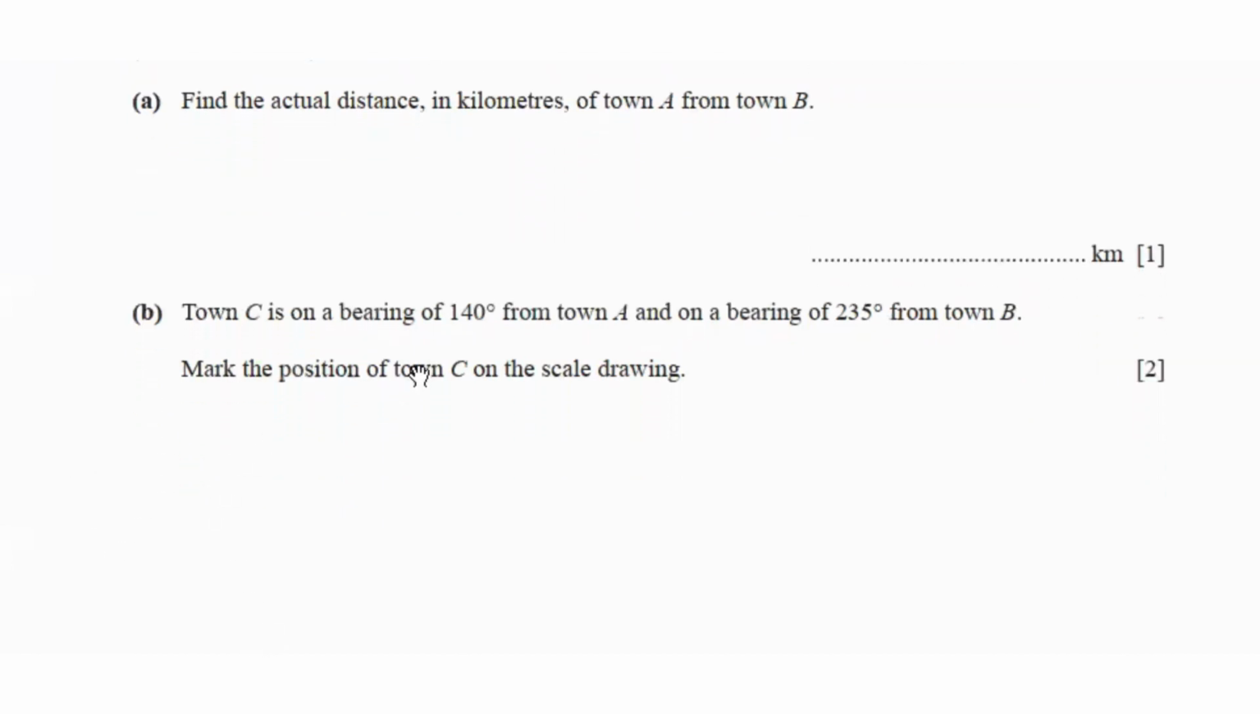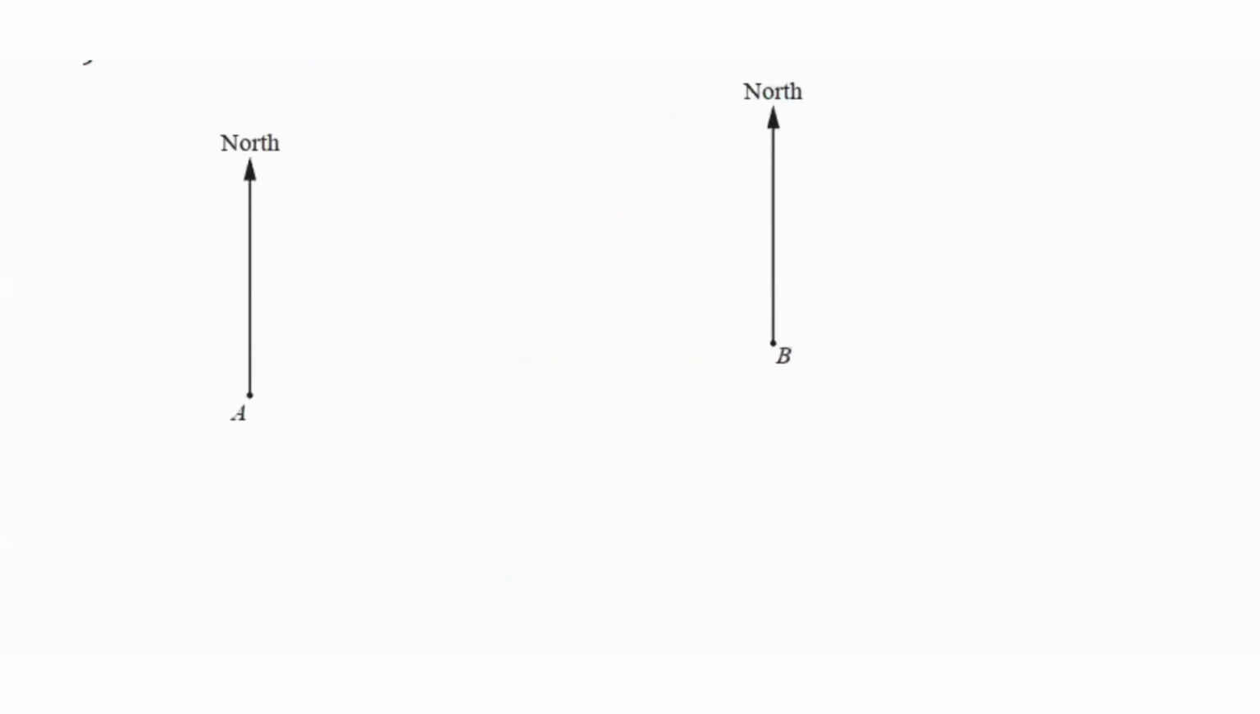Then it says town C is on a bearing of 140 degrees from town A and on a bearing of 235 degrees from town B. Mark the position of town C on the scale drawing. So what you will do is, first you draw your north line at A and at B. Once you've done that, using your protractor, you measure the angle and see where 140 comes. So 140 is going to come somewhere over here. This is going to be a 140 bearing. And 235 is going to come somewhere over here.